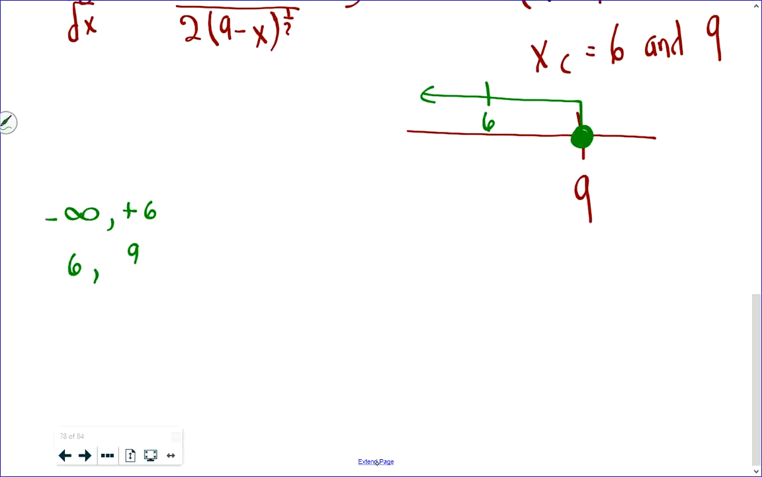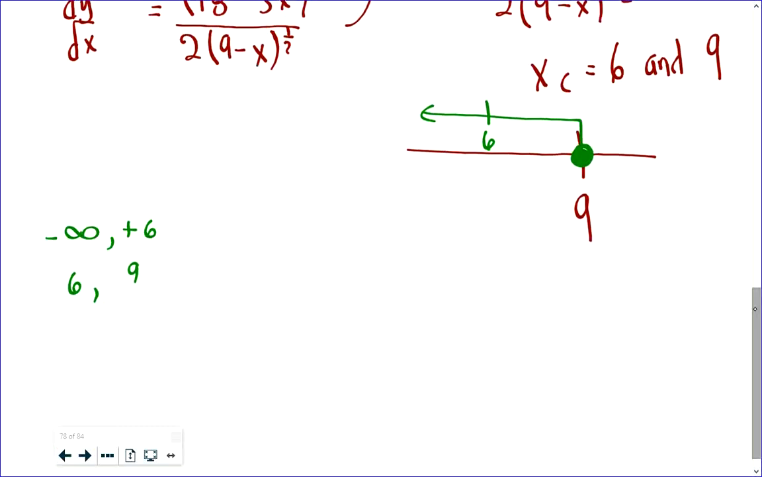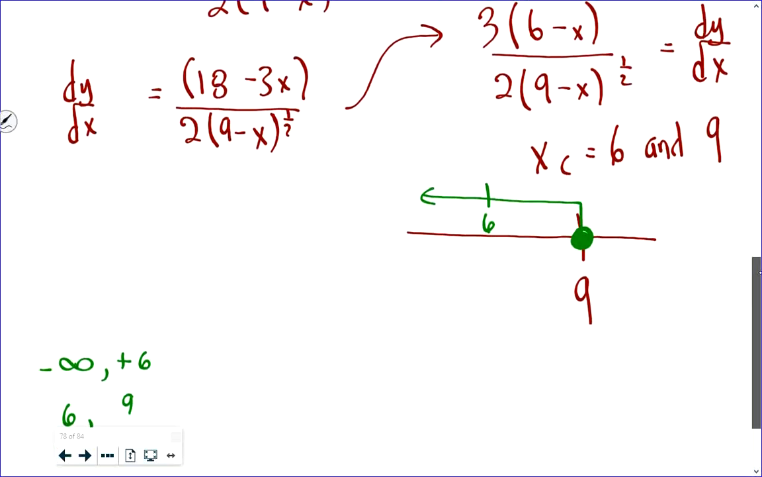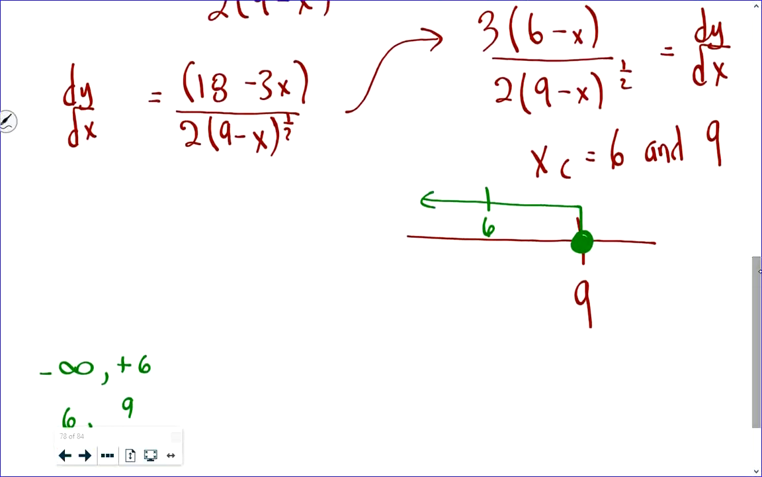Across the top, this is going to get interesting. We are going to put, there's my derivative here in the top right corner. I'm going to put the 3 and the 6 minus x together of a thing.